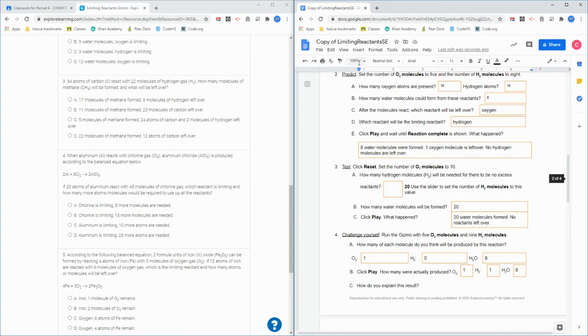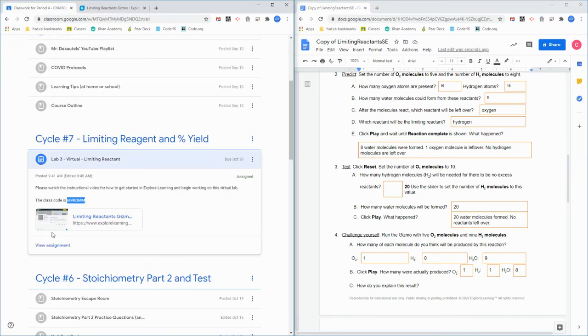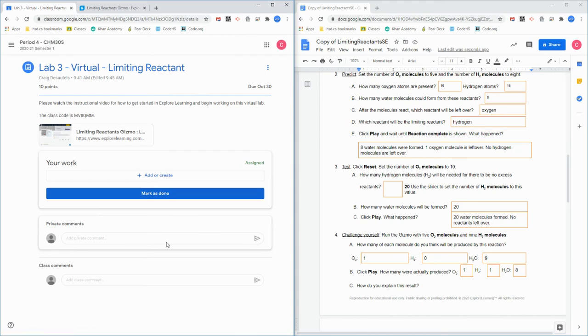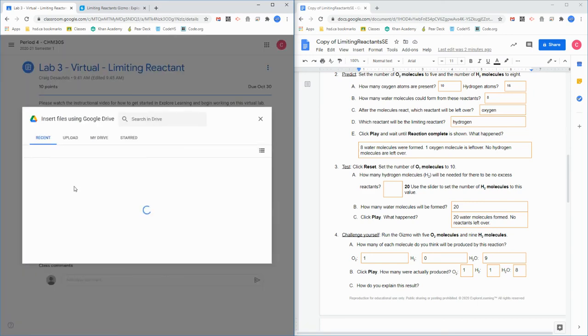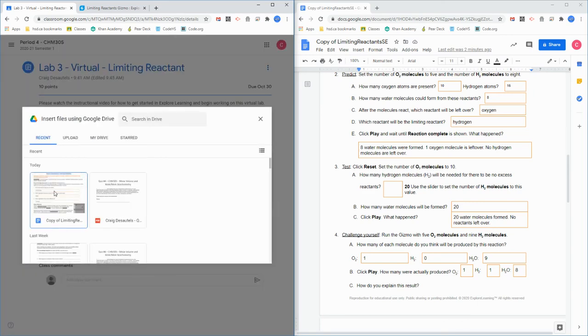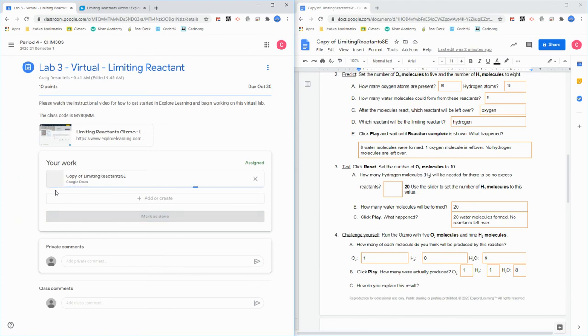When you are done the first part of this, you can just attach the Google Doc. So in here, when you go to view your assignment, you can add in a link or from your Google Drive, this document right here, and then turn it in.